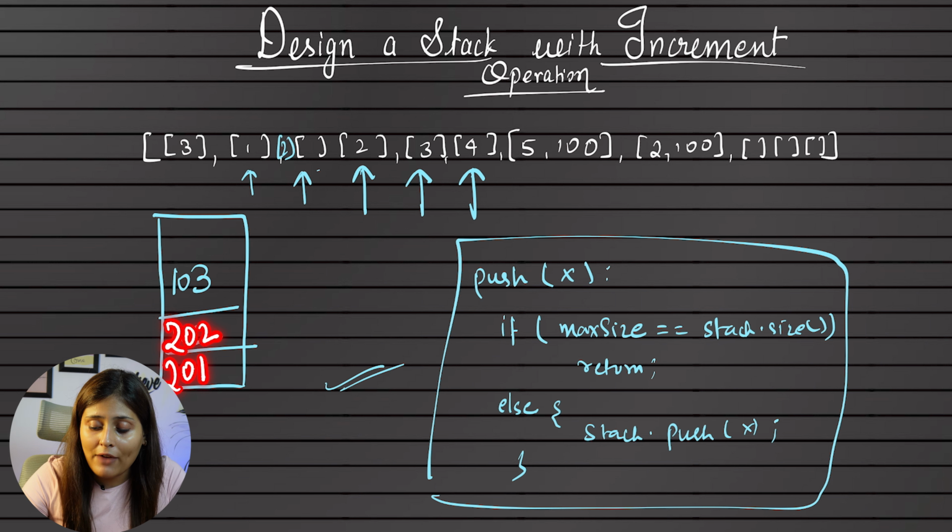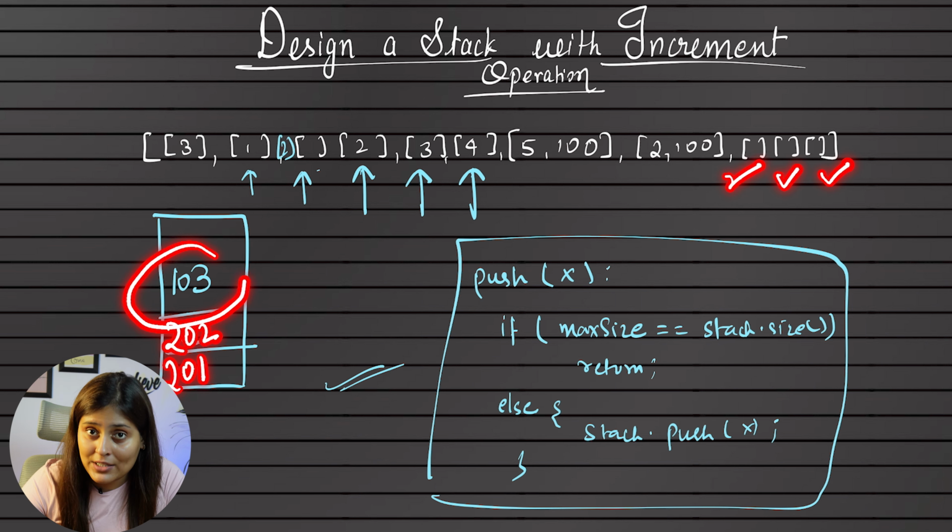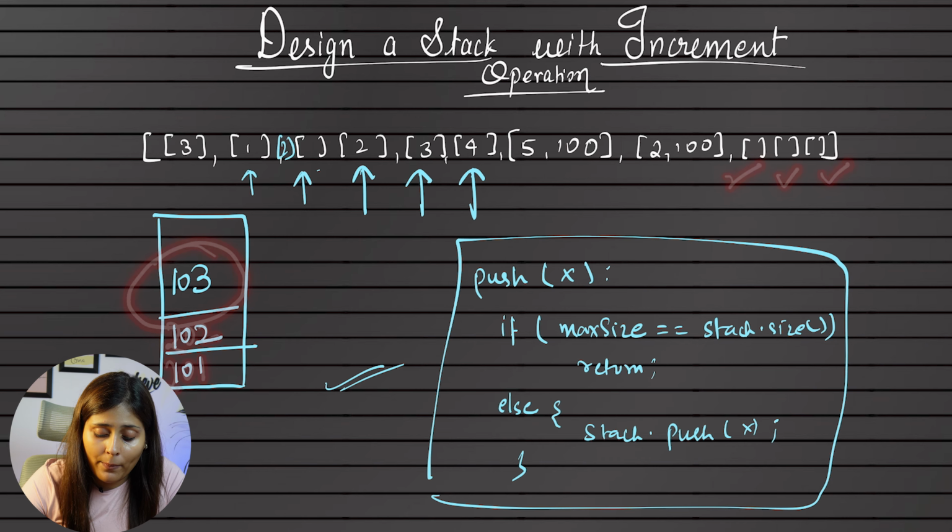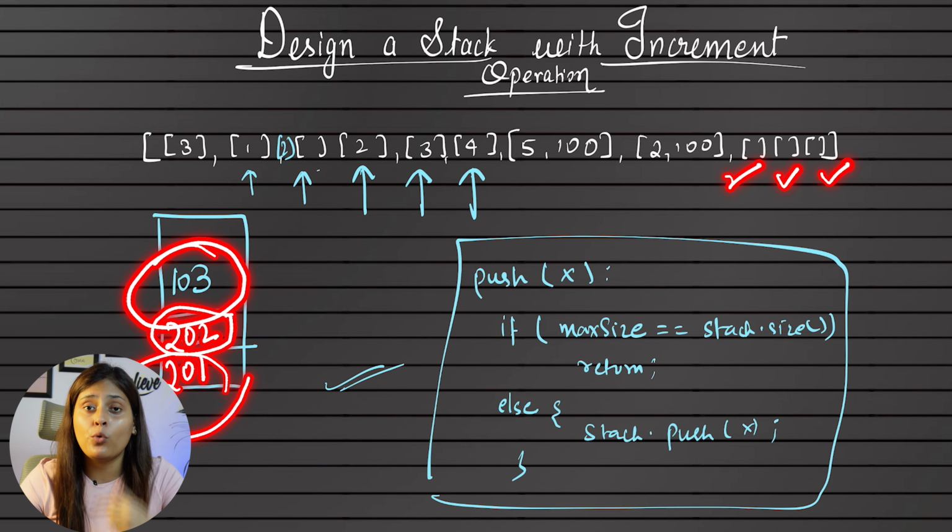2. Now we have to pop, pop, pop. So first element when we pop, we will get 103. Second time when we pop, we will get 202. Third time we will get 201. And if you want to pop another time, definitely you will get -1 because now the stack is empty.